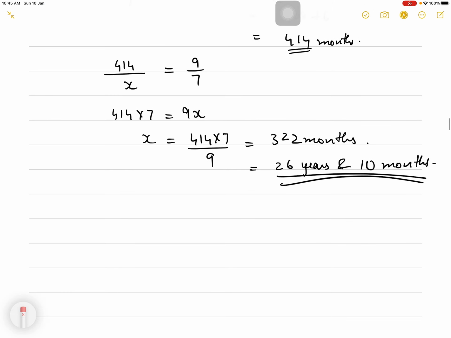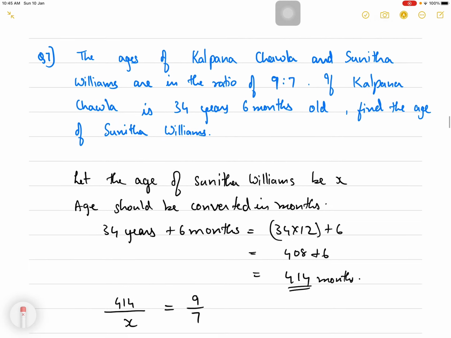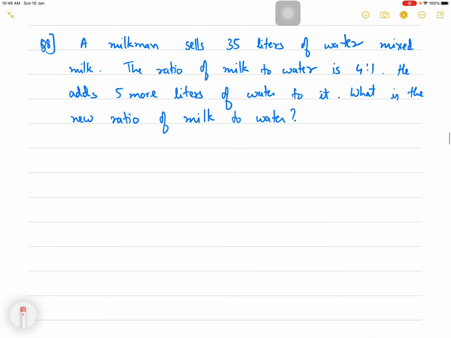Therefore Sunita Williams' age is 26 years and 10 months. Okay, let's see the next problem.